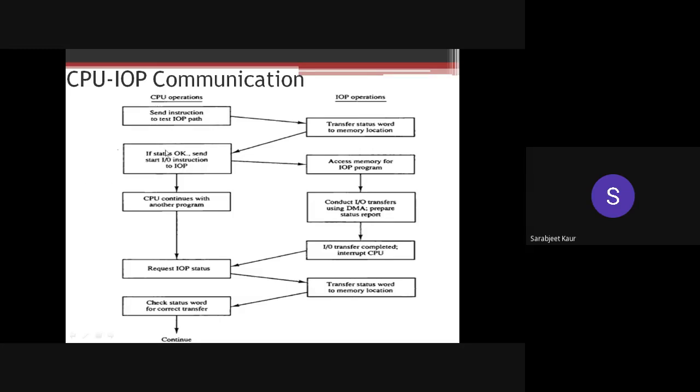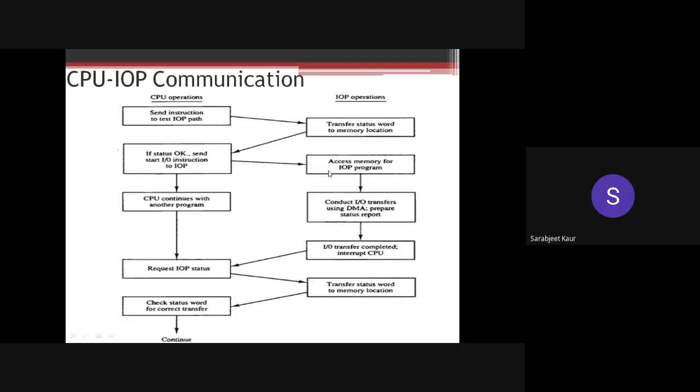And now what does the IOP do? Although this figure doesn't mention it, it also sends, as I told you, the starting address of the memory location from where the data transfer is to be done, the address of the peripheral device between whom the data transfer is to be done, and also the amount of data that is to be transferred to the IOP. The IOP accesses the memory.